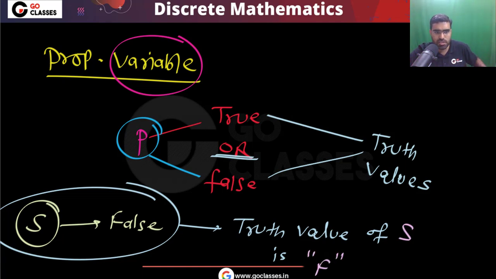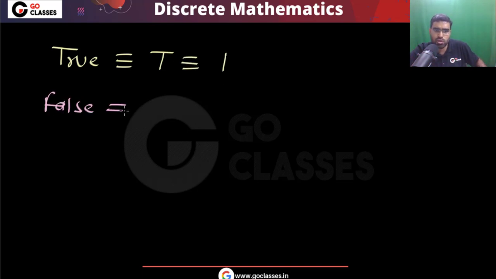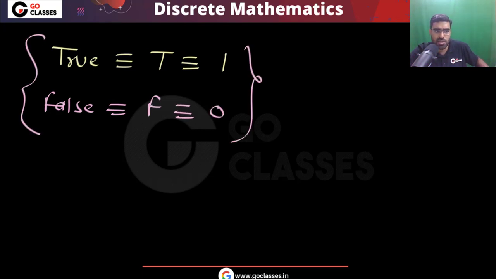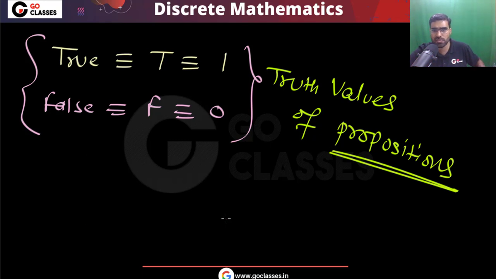So remember this point, that we represent true, we can also write as T, we can also write as 1, and false we can also write as F, we can also write as 0. And these are called truth values of propositions, or I can say propositional variables.